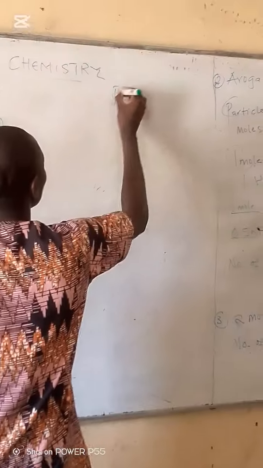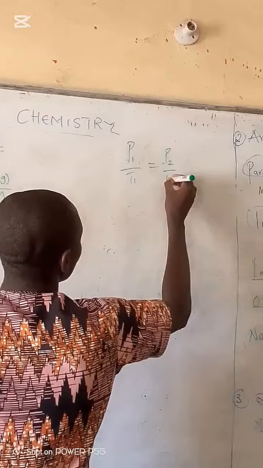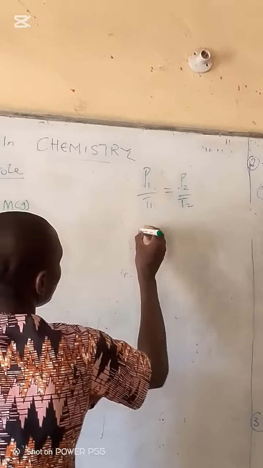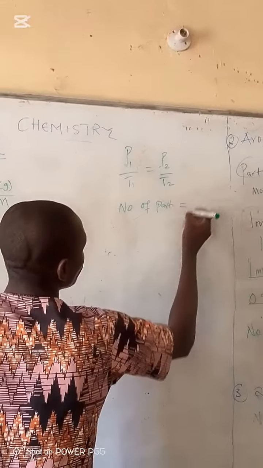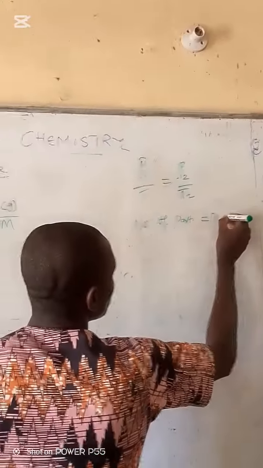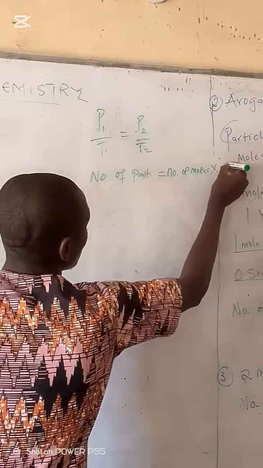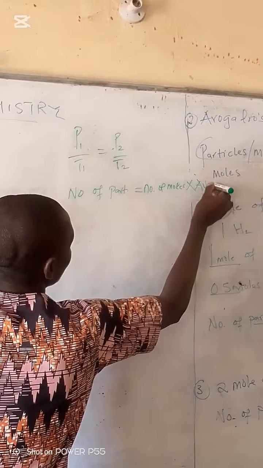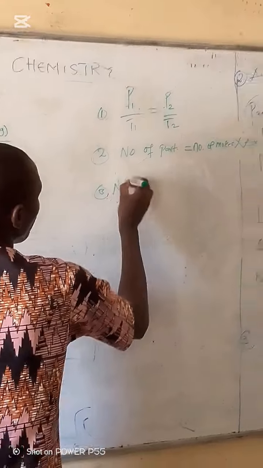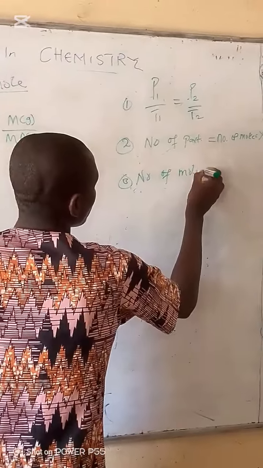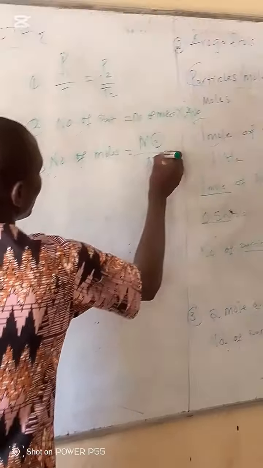I've given up to about 3 formulas now. I have given P1 over T1 is equal to P2 over T2. I have given number of particles is equal to number of moles times Avogadro's number. So this is the first, this is the second, and now I have given number of moles is equal to mass in grams over molar mass.